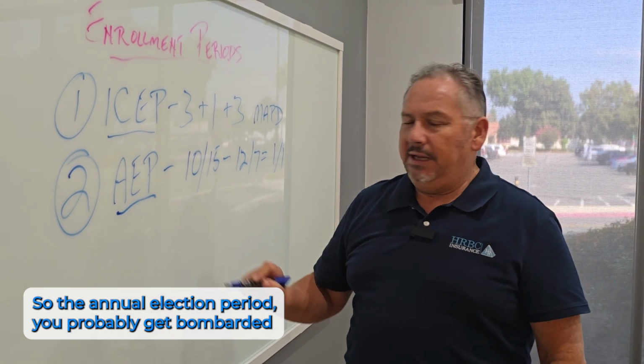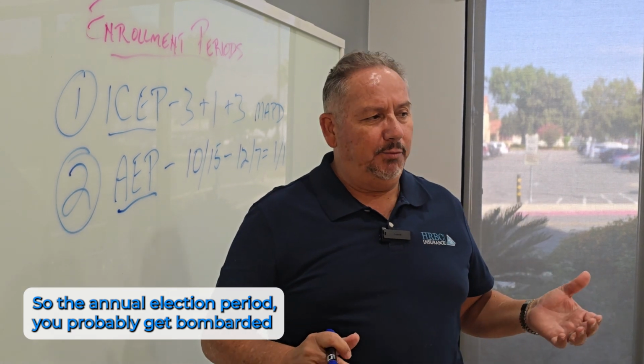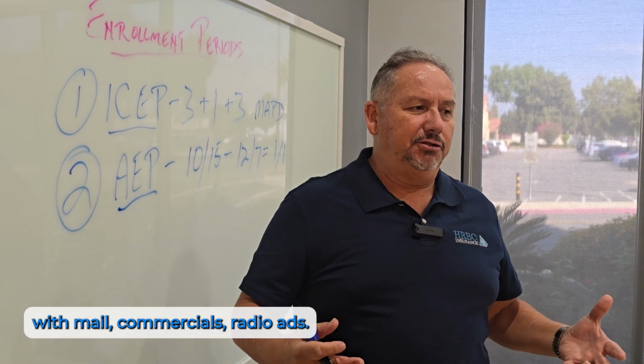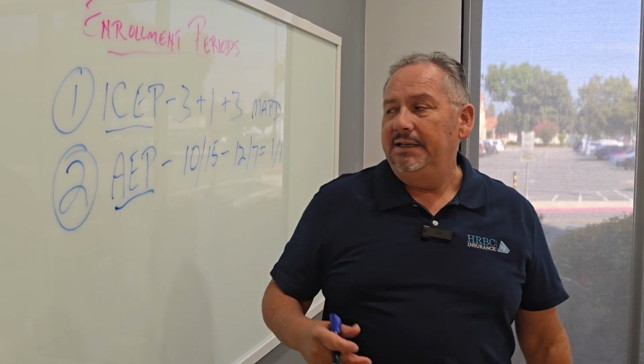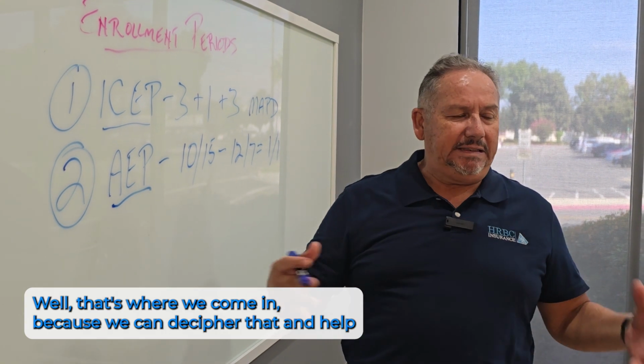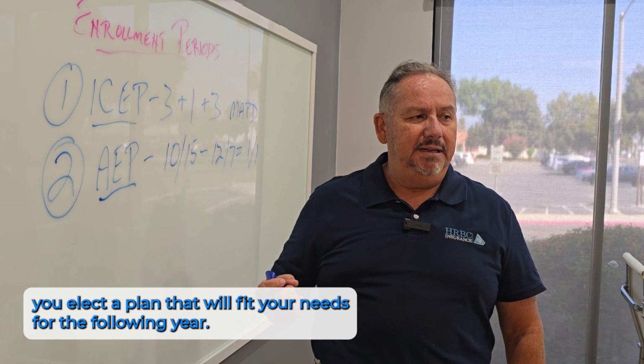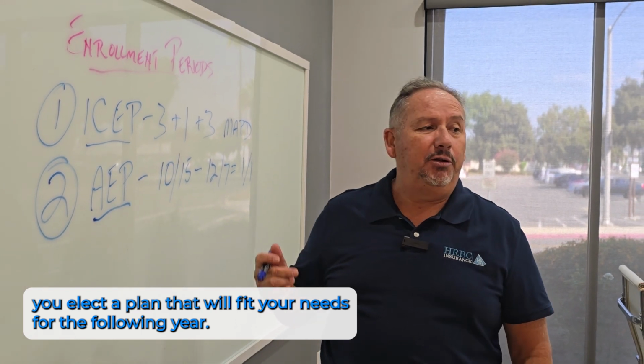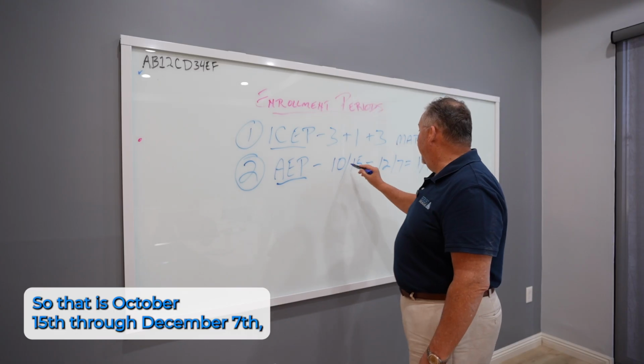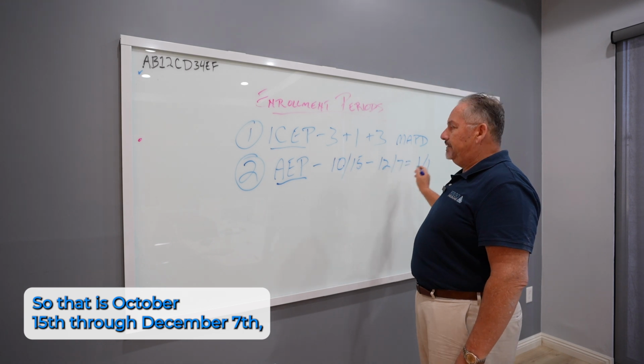So the annual election period, you probably get bombarded with mail, commercials, radio ads. Well, that's where we come in, because we can decipher that and help you elect a plan that'll fit your needs for the following year. So that is October 15th through December 7th.